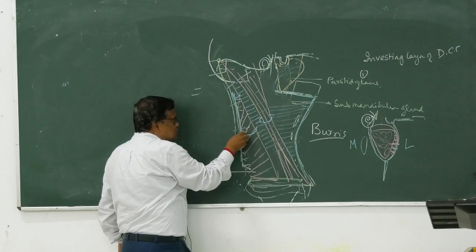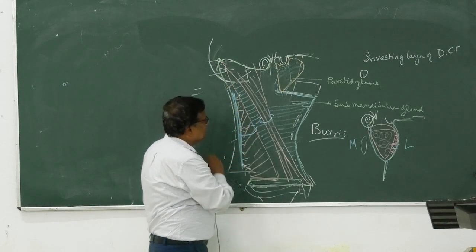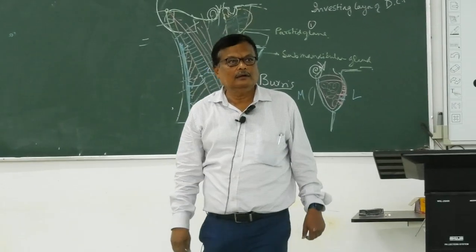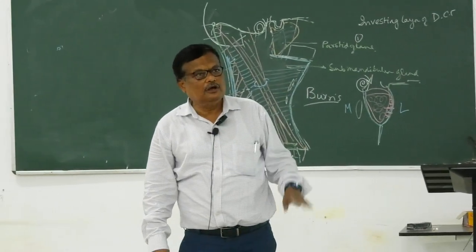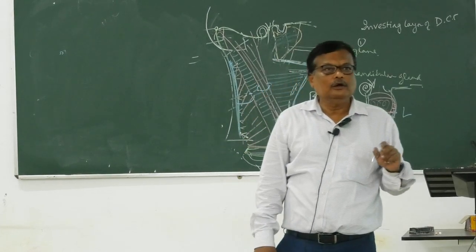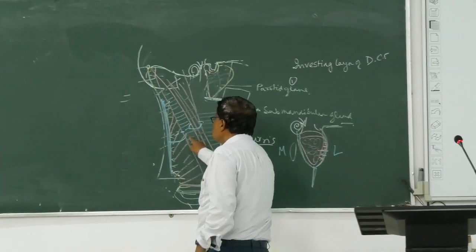Then again it splits to enclose the trapezius and attaches to the ligamentum nuchae and the spine of the 7th cervical vertebra. So what I wrote, splits to enclose two muscles, is done. Splits to enclose, forming the roof of the two triangles, anterior triangle and posterior triangle.